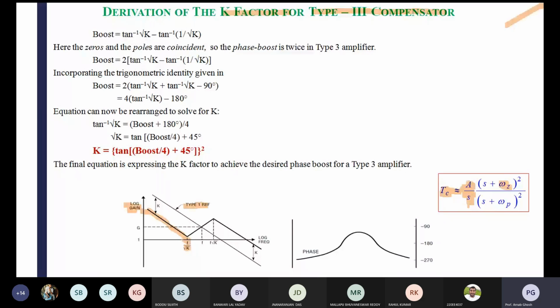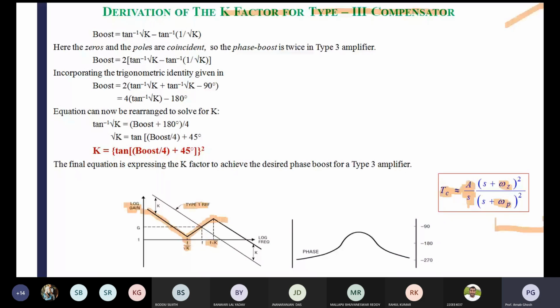Again it rises with plus 20 dB per decade up to which portion? Up to the pole location, which is f into root k. At that point two poles are there, at omega p. The first pole nullifies the plus 20 dB per decade, so again a 0 dB per decade line is there.